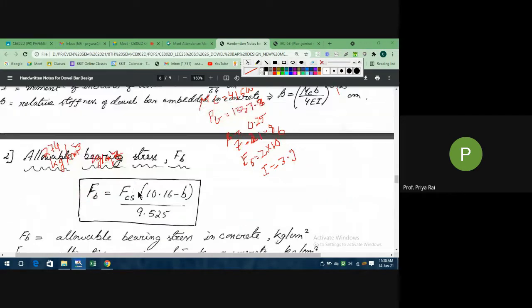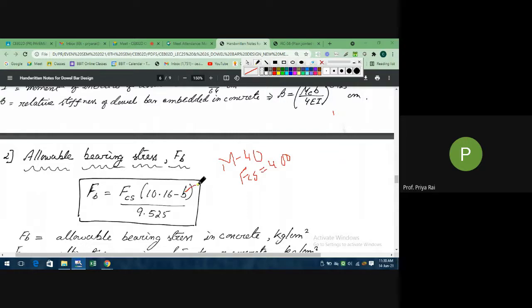That is FB. Now see, for FB, what are the factors or the parameters that are required? FCS, this was for M40, right? Strength of the concrete is M40, so FCS is 400 kg per centimeter square. B we have assumed as 3 centimeter. So calculate this value. It is 300.68. So your preparation is such that you will obtain 300.68 kg per centimeter square.